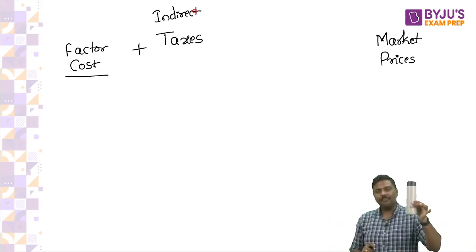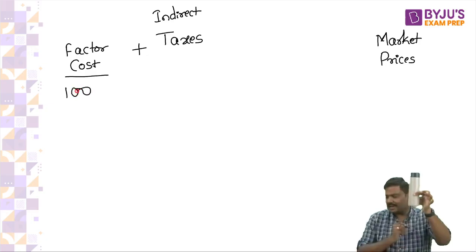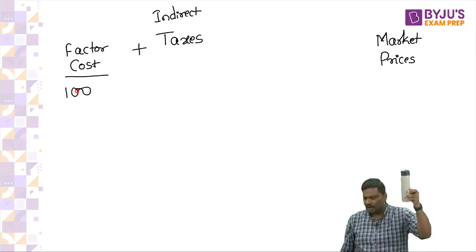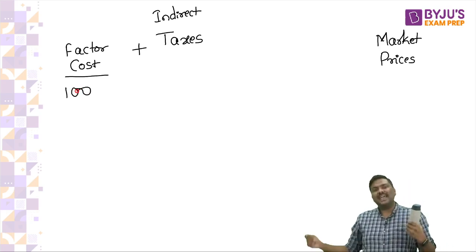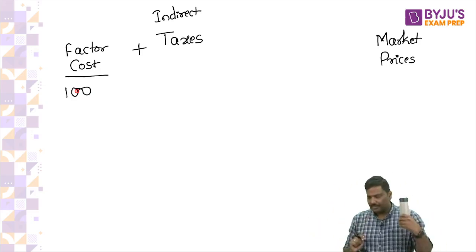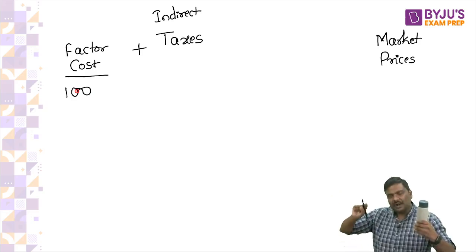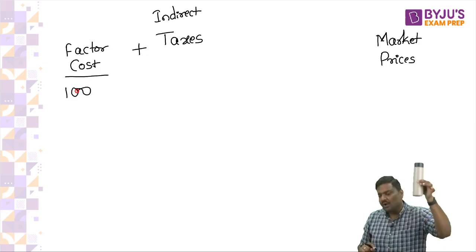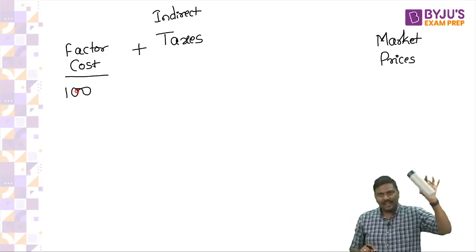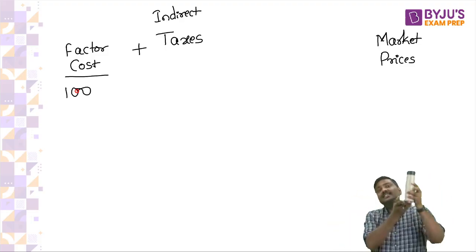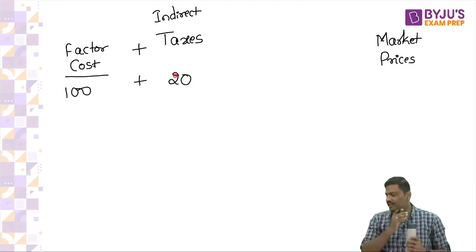But is it okay if I say like this? Please understand now. Imagine the factor cost of the bottle is 100 rupees. The government will impose a tax of 10 rupees on the bottle. Now, is it okay if I say that with the taxes being imposed by the government, the market price of the bottle will go up? All of you agree? Taxes will increase the price of the bottle. Let's say the government has imposed a tax of 20 rupees.